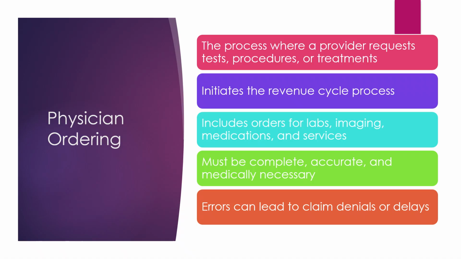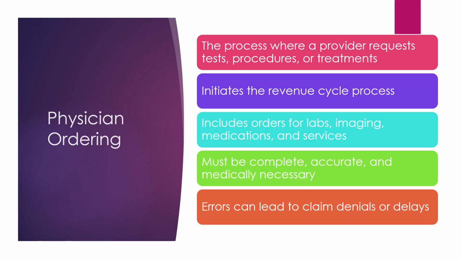Physician ordering is one of the very first steps in the revenue cycle. This is when providers such as a doctor orders specific tests, procedures, or treatments for patients. These orders are what drive the rest of the process because they determine what services will be performed and eventually billed. If something is ordered incorrectly, is missing information, or is not considered medically necessary, it can create problems later in the revenue cycle.